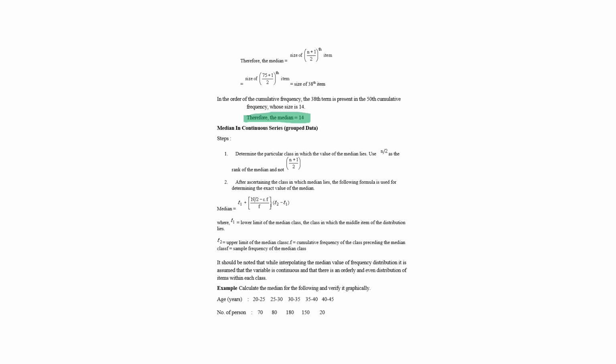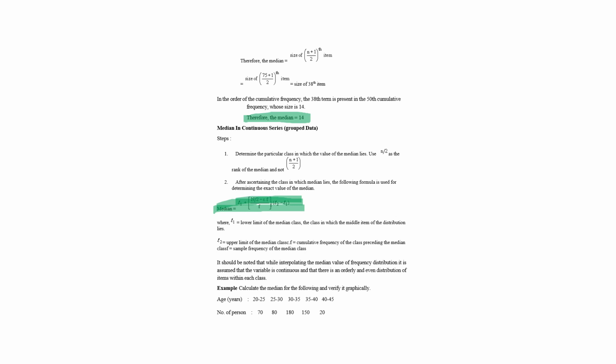Median in continuous series, that is grouped data, how is it? Determine the particular n by 2th item as the rank of the median, not (n plus 1) by 2. After ascertaining the class in which the median lies, the following formula is used to determine the exact value of the median: median equals L1 plus, in the bracket, (n by 2 minus CF) divided by f, multiplied by (L2 minus L1).